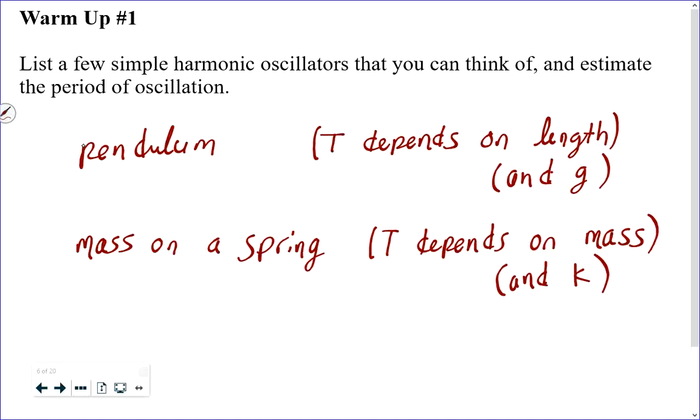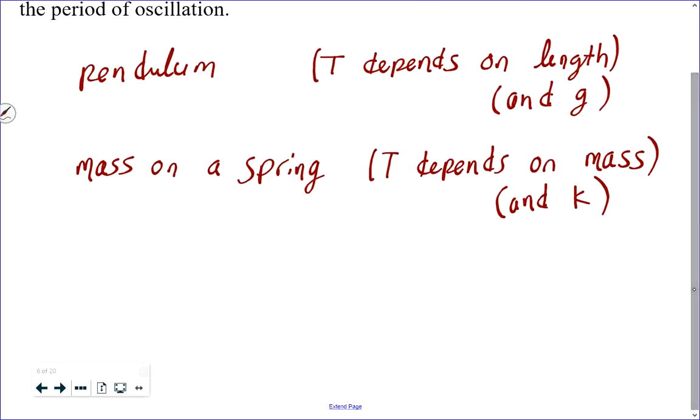What are some examples of things other than, the physics aspect, a pendulum, a mass on a spring? Well, anything that is repetitive. So a piston in an engine.